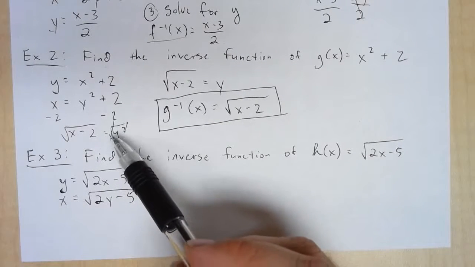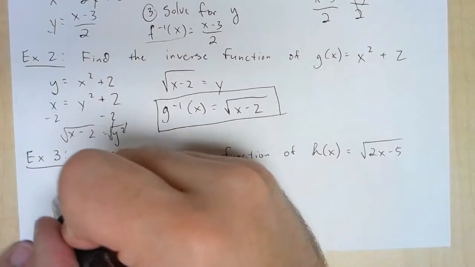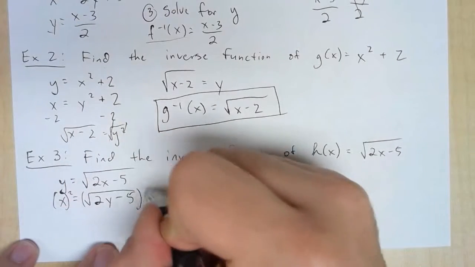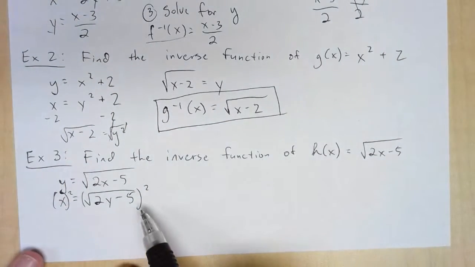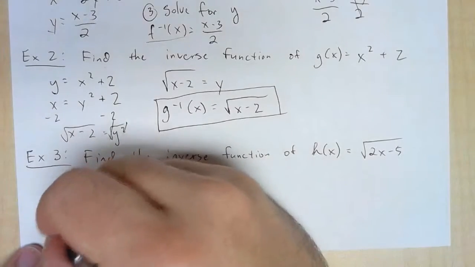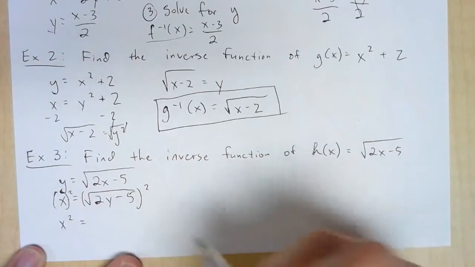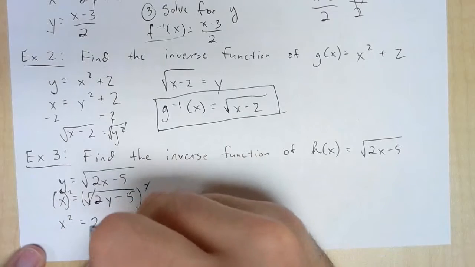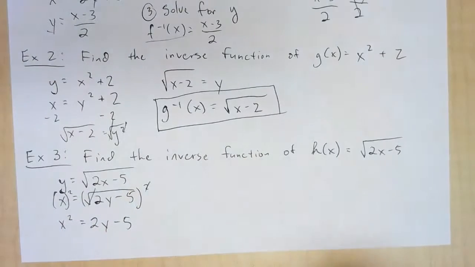Just like in the last one, we square rooted to get rid of a square. Let's square both sides. What you do to one side, you gotta do to the other. Let's square both sides to get rid of the square root. So we're left with x squared is just x squared. The square root and the square are going to cancel. 2y minus 5 is left over.